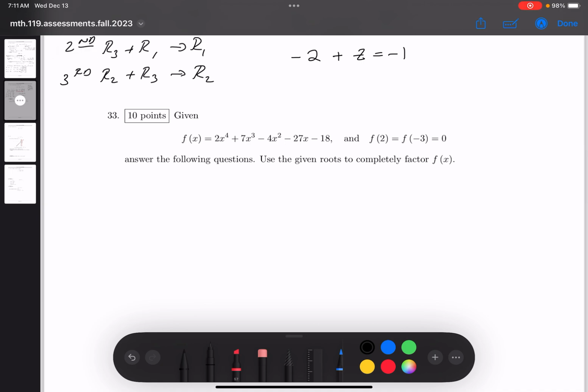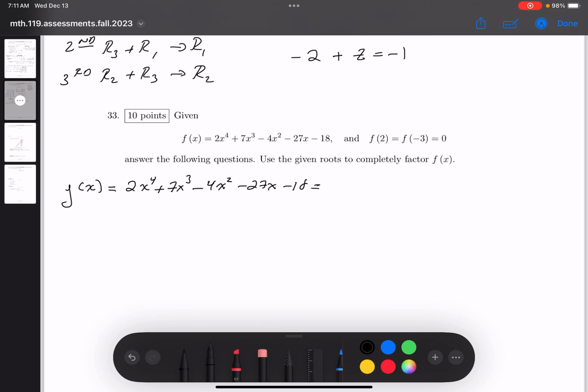All right, let's do this one over here. And this one says given. You're given a fourth degree polynomial, but you're also given 2 roots to that fourth degree polynomial, and they want you to factor it completely. So let's write this down. So f of x is equal to 2x^4 plus 7x cubed minus 4x squared minus 27x minus 18.